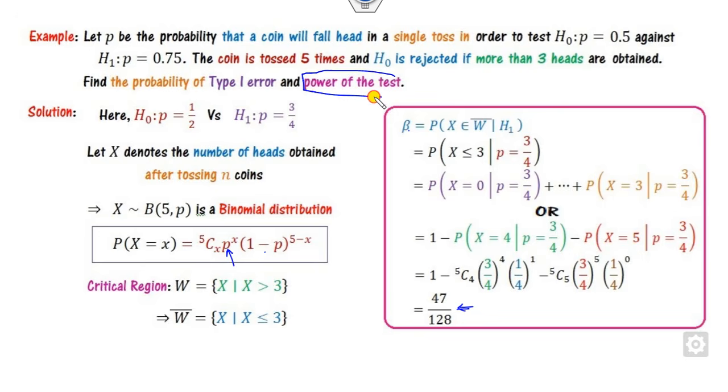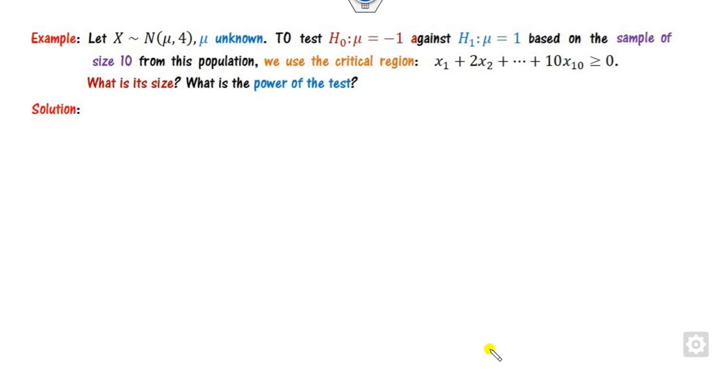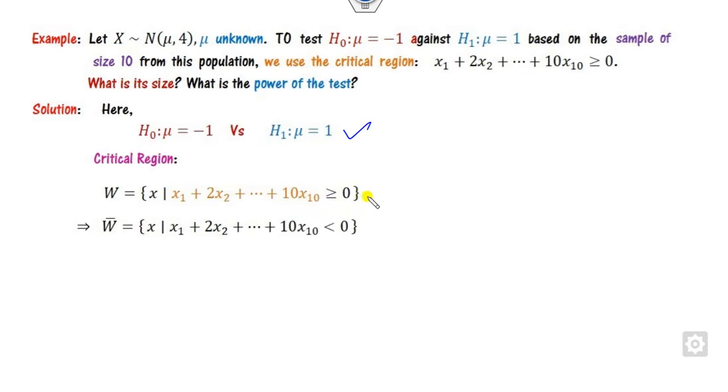So therefore the value of the power of the test is 1 minus beta, and that is the required answer. Look at another one. A normal distribution is given to you, H0 is here, H1 is given to you, based on a sample of size 10, and this is my critical region. So you can see this is given to you. The opposite of this is my w.